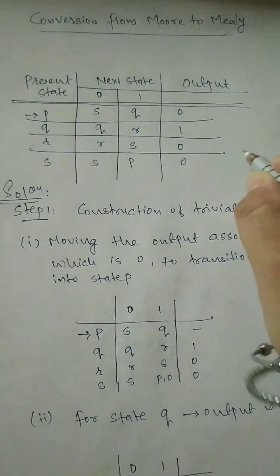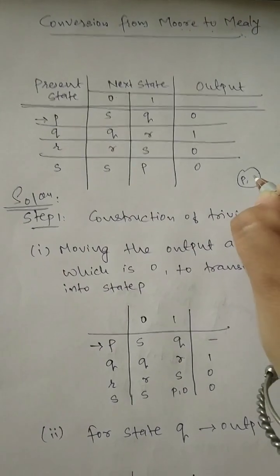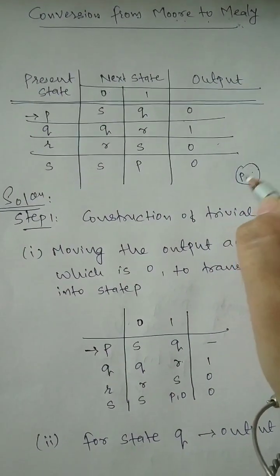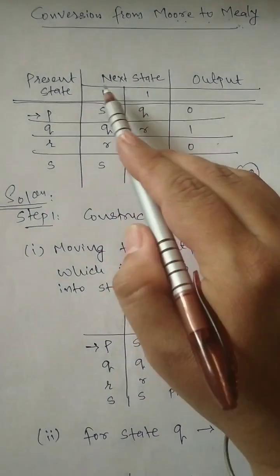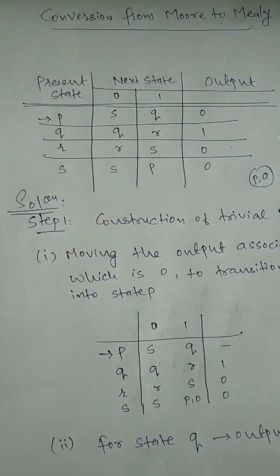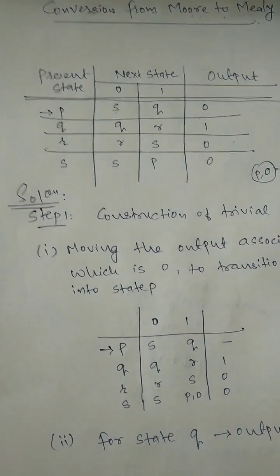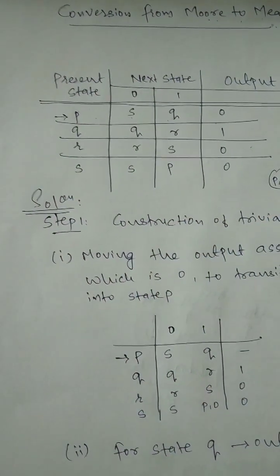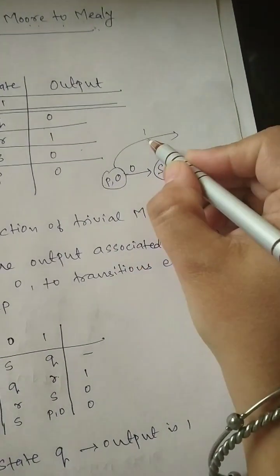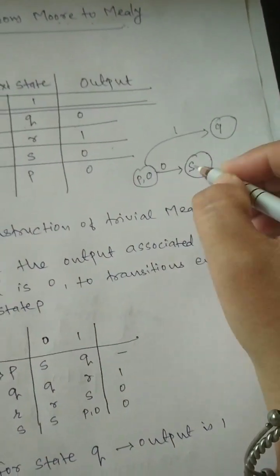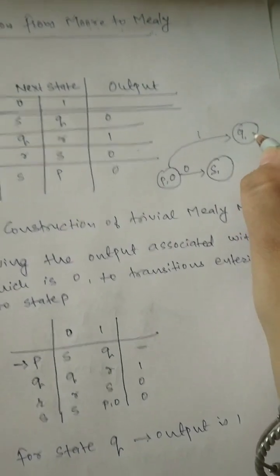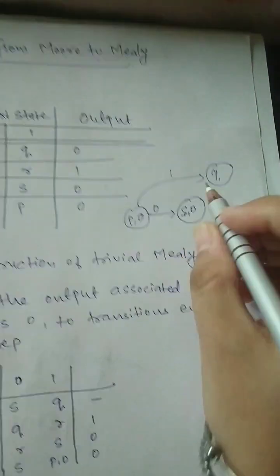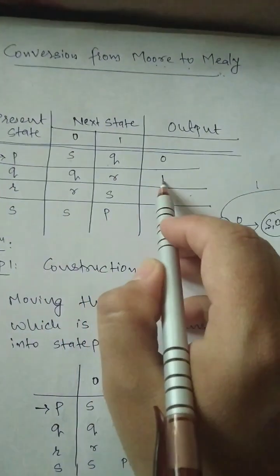If we draw the same, if I am in state P, the output associated with P is 0. If the input symbol is 0, we will go to state S. If we are in P and the input symbol is 1, we will go to state Q. Here initially we are not indicating the output associated with that, but we have to, because with S, what is the output associated? 0. That means the state will be as 0, and with Q, the output associated is 1.